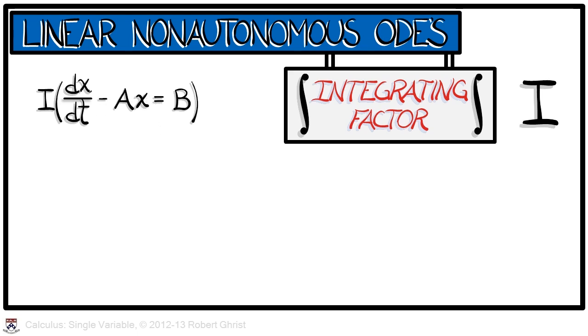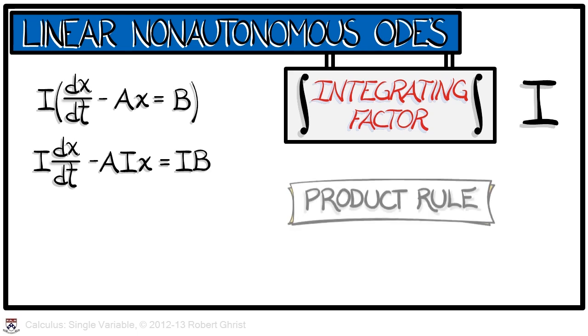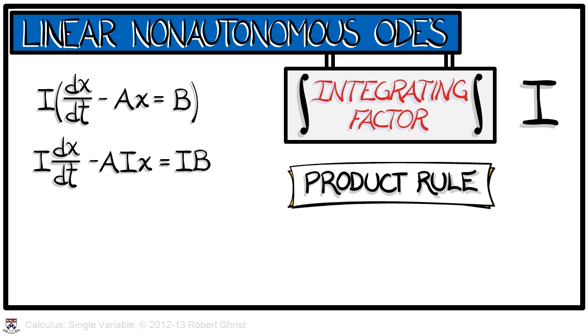Rearranging terms a little bit and multiplying through gives us I times dx/dt minus a I times x on the left, and on the right, I times b. Now, what is this good for? Well, if you look at that left-hand side and keep in mind the product rule, you see something that should remind you a little bit of the product rule.